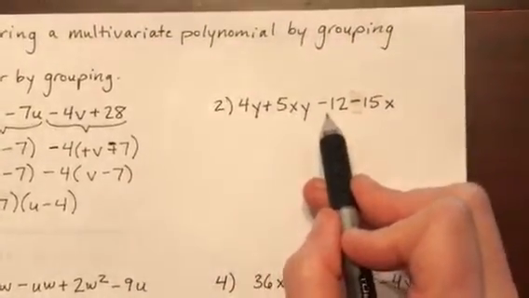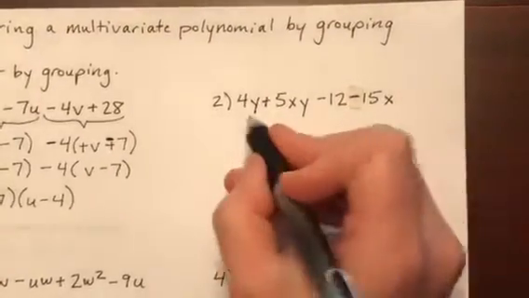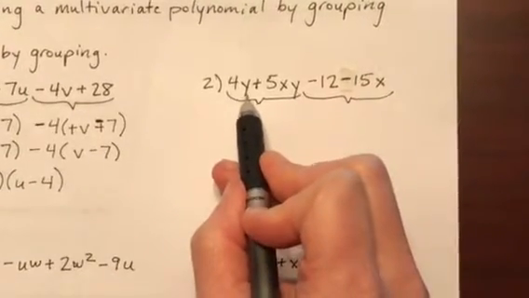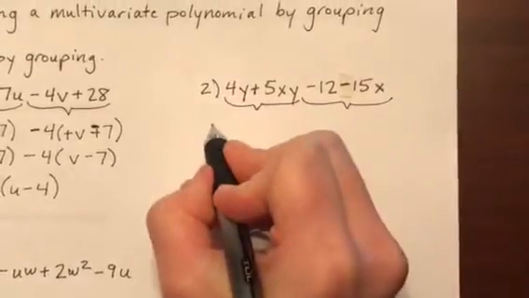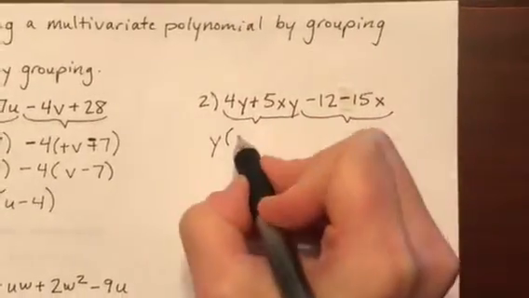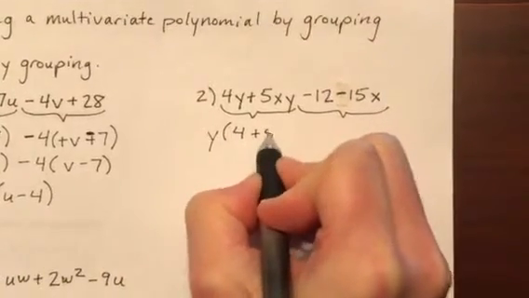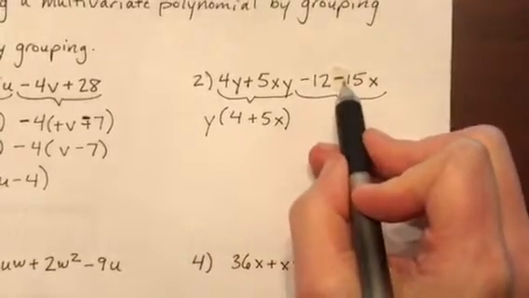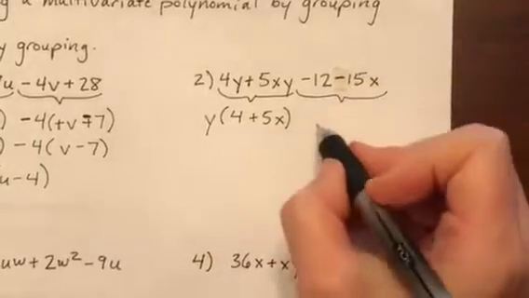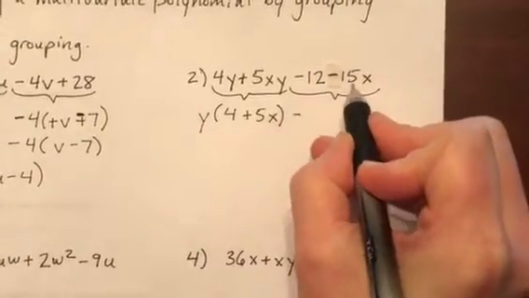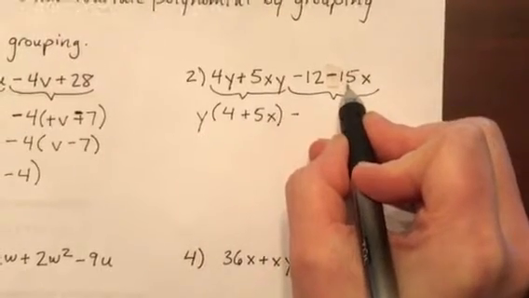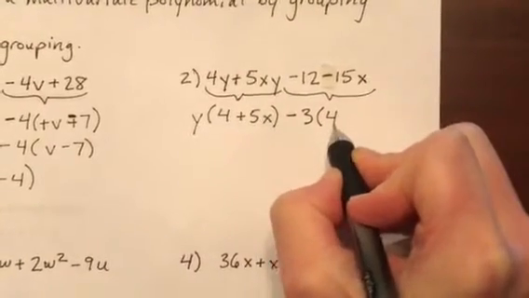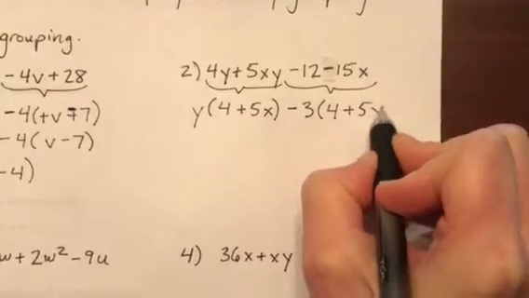4y plus 5xy minus 12 minus 15x. Again, let's group our first 2 terms and our last 2 terms. The first 2 terms, it looks like the only thing they share is a y. So let's factor out the y, and using our distributive property, we have 4 plus 5x left over. You notice that the third and the fourth term are negative, so let's actually factor out a negative this time. 12 and 15 could both divide by 3. So if we factor out a negative 3, that would leave us with a positive 4 and a positive 5x.